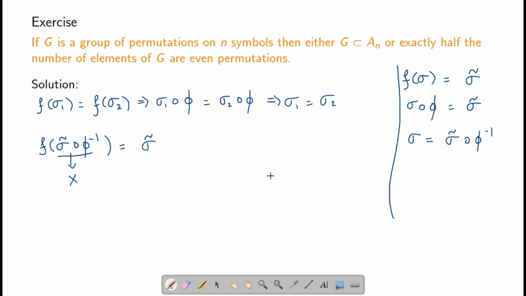This proves that f is a bijection, and hence the number of elements in X is equal to the number of elements in Y. So we have proved this exercise.